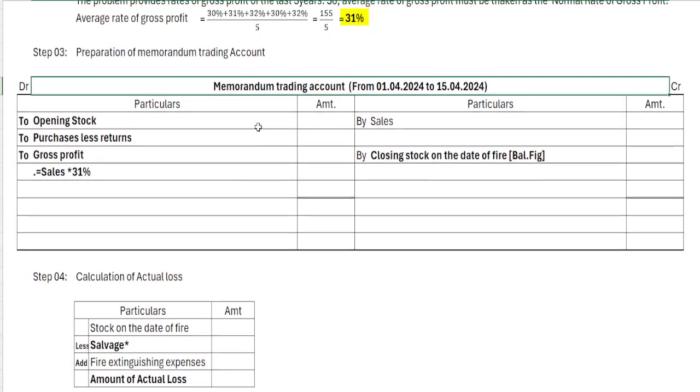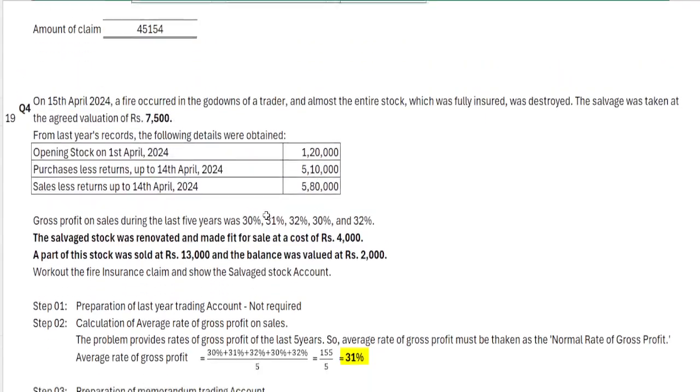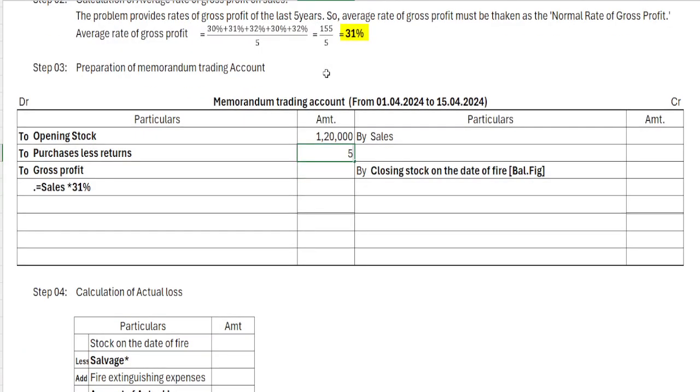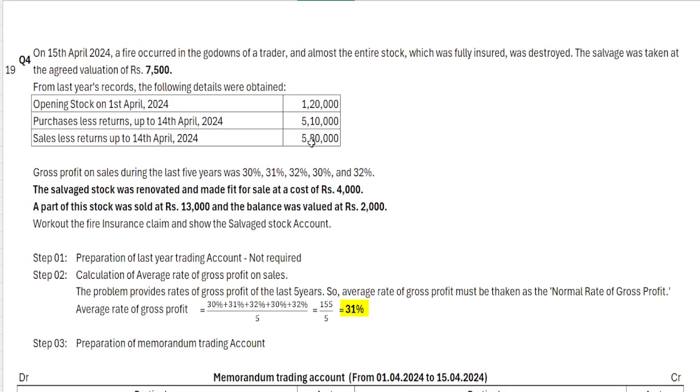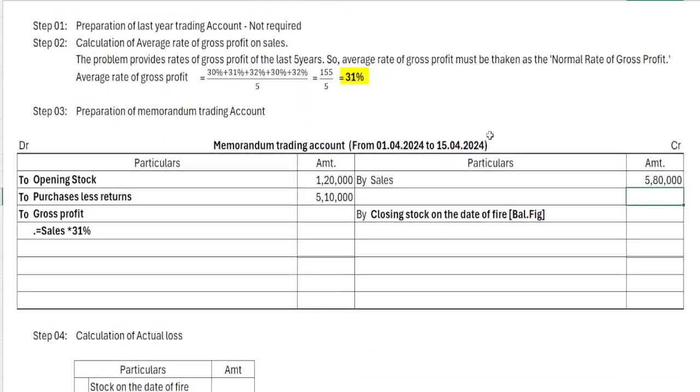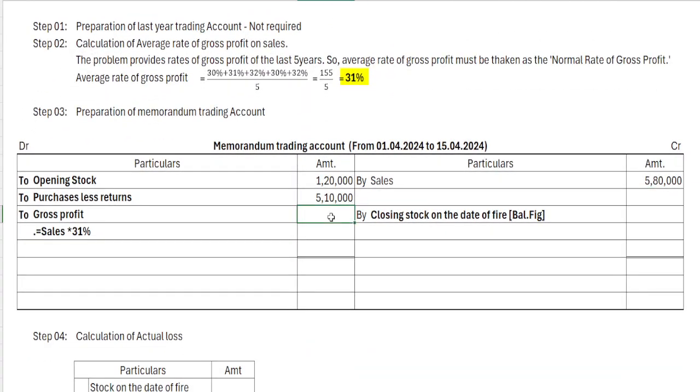Now let's prepare the memorandum trading account. Opening stock is 1,20,000. Purchases 5,10,000. Sales 5,80,000. Then gross profit is 31%, which equals sales into 31%.